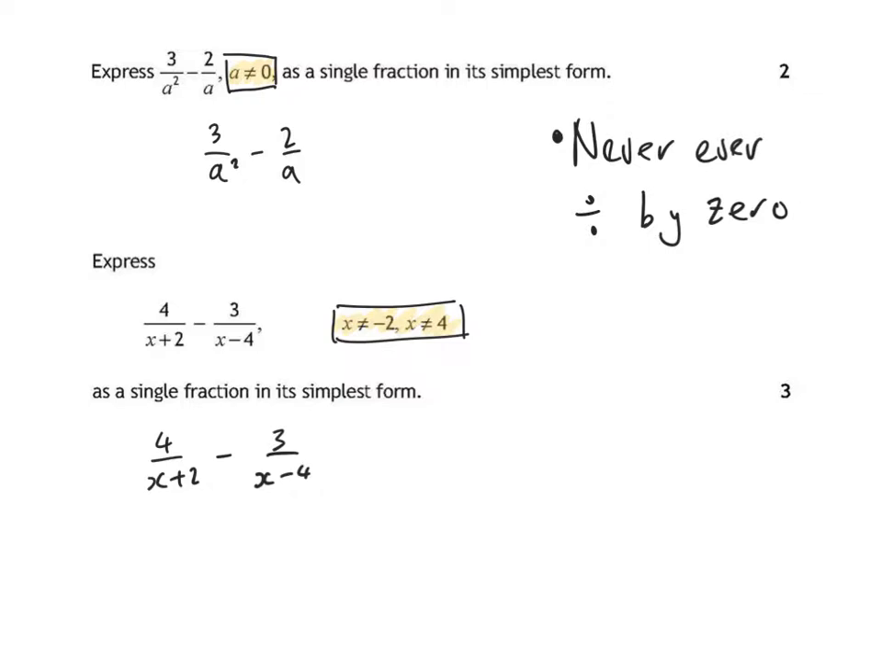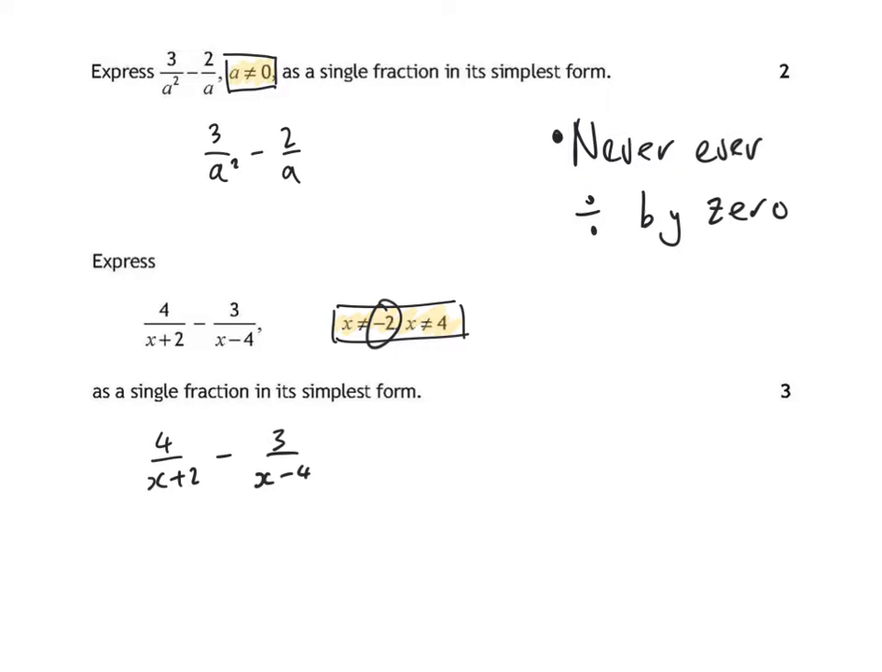The same thing's happening with this one. Here we're saying x is not allowed to equal -2, and x is not allowed to equal 4. Because if we were to plug those values in, let's plug the -2 in to begin with. You'd have 4 over -2 plus 2, take away 3 over -2 minus 4, is 4 over nothing. Take away 3 over minus 6. Now this bit's fine, but here we're dividing by 0. We've got an undefined fraction. So you're not allowed to do that.